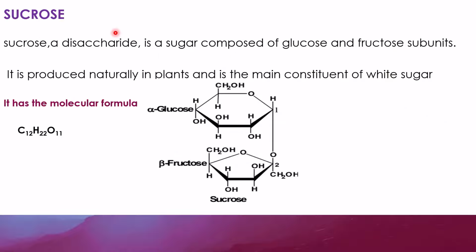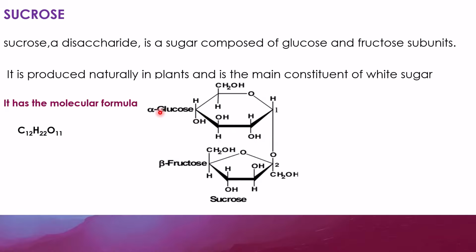The next is to look at sucrose. So let's talk of sucrose. First of all, we have to notice that sucrose, a disaccharide, is a sugar composed of glucose and fructose subunits, and it is produced naturally in plants and is the main constituent of white sugar. It has the molecular formula C12H22O11, and its molecular structure is this.